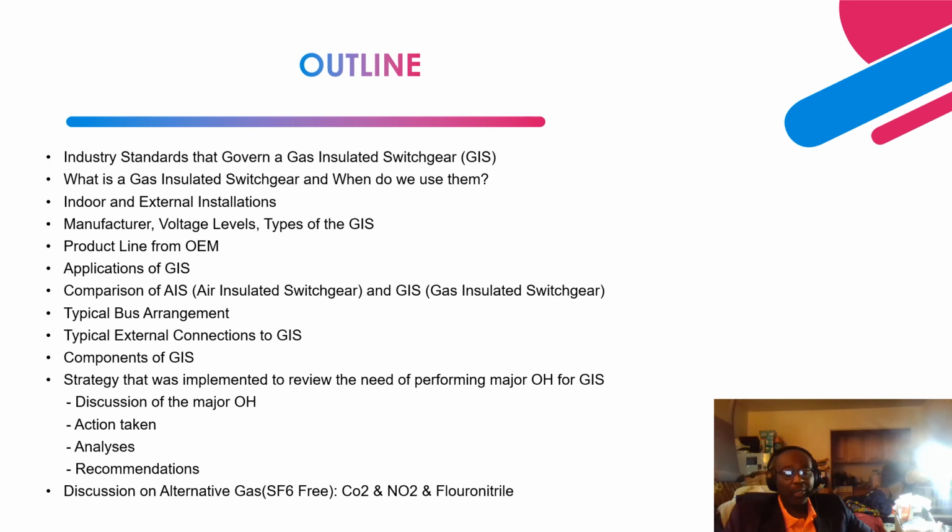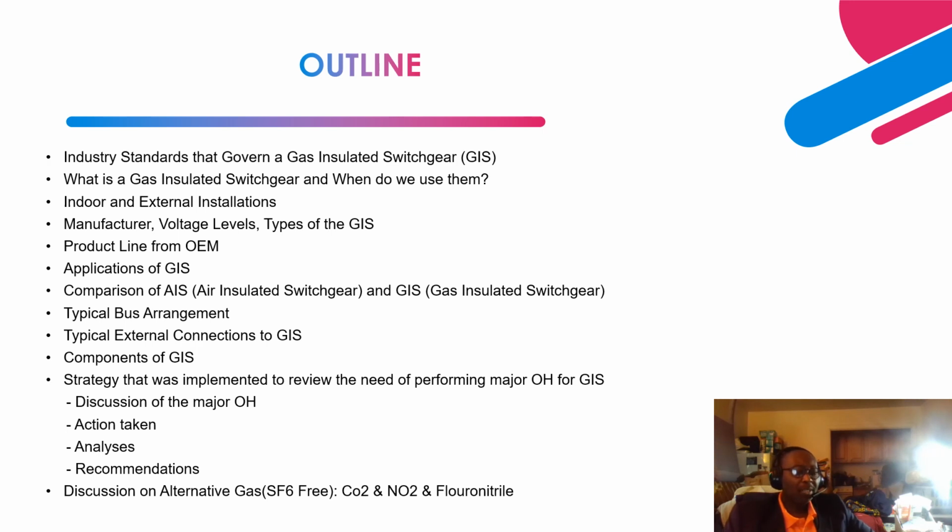lot of them has to do with the footprint, space, and the compatibility, and the reliability, and the reduction in maintenance cost. GIS has the upper hand in terms of lower maintenance cost. It's typically maintenance free, but it all depends on the application and the environment that you install this GIS. So most manufacturers say that it's maintenance free, but after 10 to 15 years in operation, definitely you need to implement some maintenance to it.